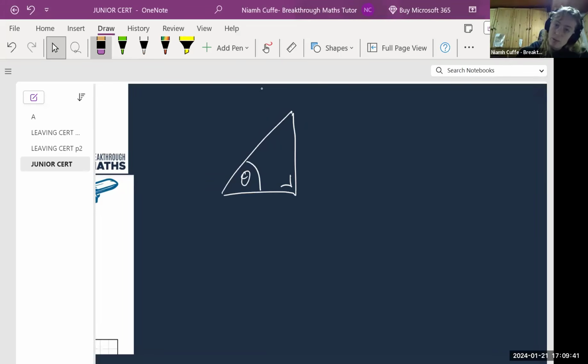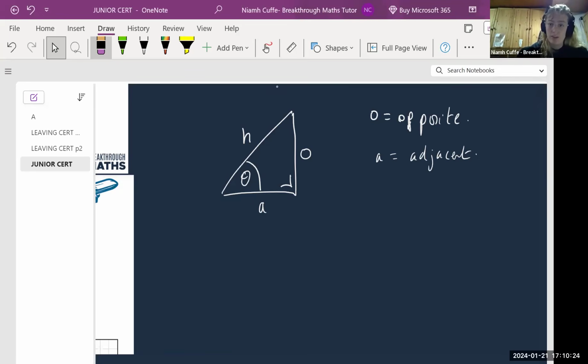I still label my side opposite the right angle as my hypotenuse, H. But now, O stands for opposite. It's opposite the angle that we know, the angle theta that we've labeled in. So this is our side O, and the only one left is A, our adjacent. So O is the side opposite our angle theta, and H is our side opposite the right angle.